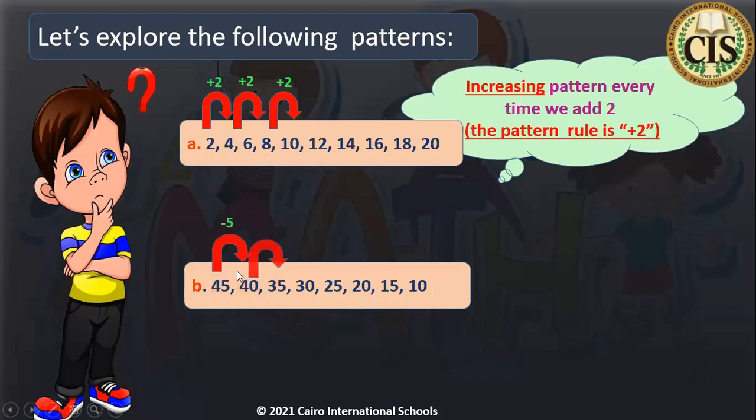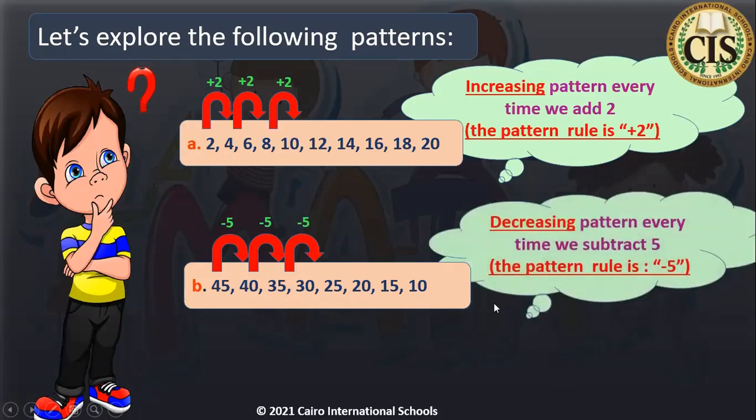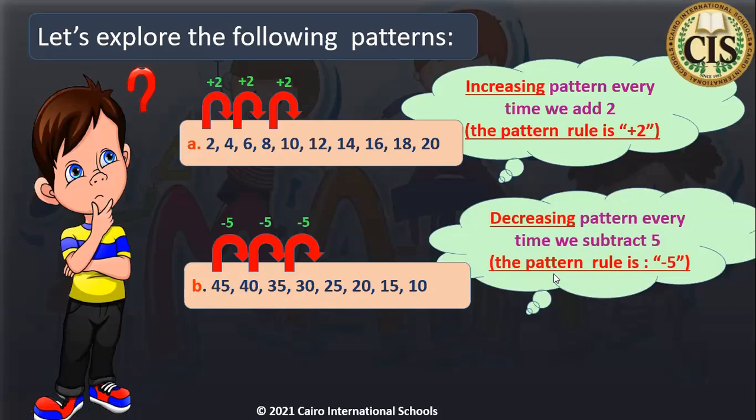45 minus 5 equals 40. 40 minus 5 equals 35. 35 minus 5 equals 30, and so on. Excellent, bravo. So each time we are subtracting 5. So the pattern rule is what? The pattern rule is minus 5. Okay, great, bravo. Each time we are subtracting 5, so the pattern rule is minus 5. And the pattern is decreasing pattern. Why is it decreasing? Because numbers are getting smaller: 45, 40, 35, 30, and so on.